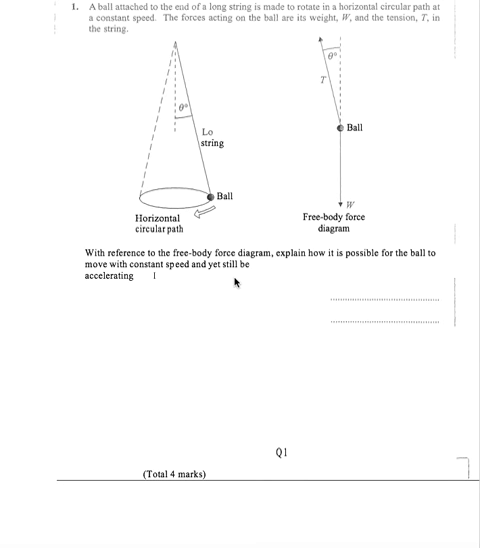string. And here you have the free body force diagram showing the weight acting down, the tension acting at an angle theta to the vertical. With reference to the free body force diagram, explain how it is possible for the ball to move at a constant speed and yet still be accelerating. Note, with reference to the free body force diagram. So we've got to talk about this in some way. It's not the standard, no reference to the question kind of answer.